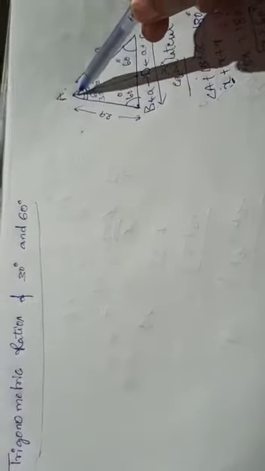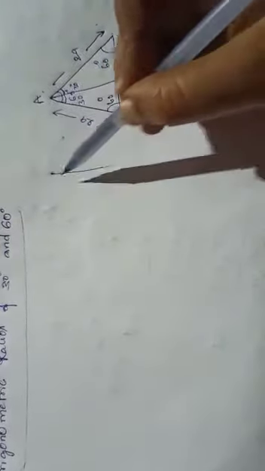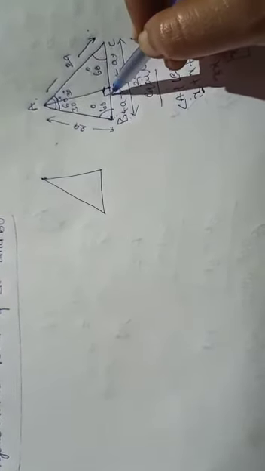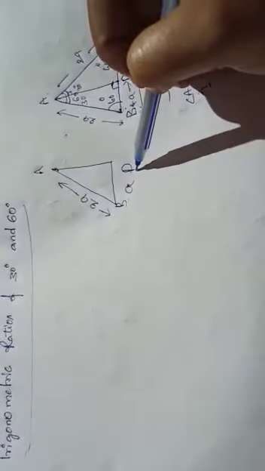See here, ABD. ABC is an equilateral triangle. ABD is a right angle triangle. Here angle D is 90 degrees. AB is the hypotenuse, 2a units. BD is a units. Here we don't know AD.